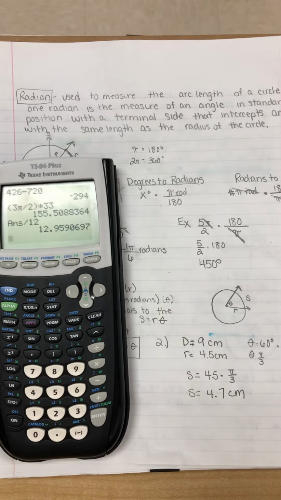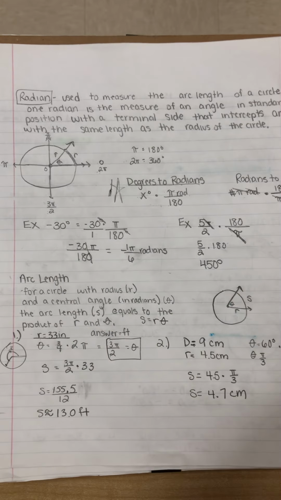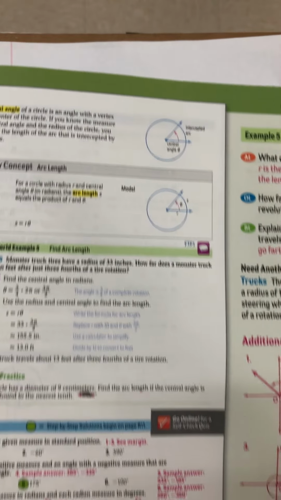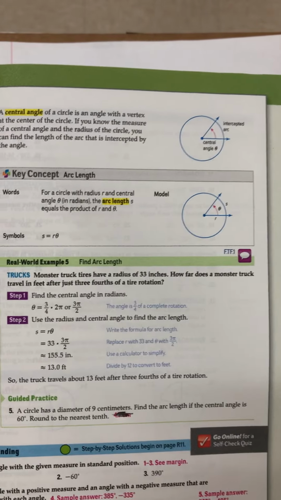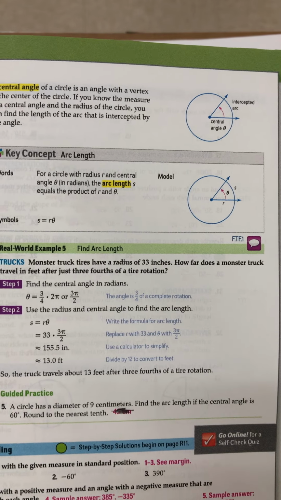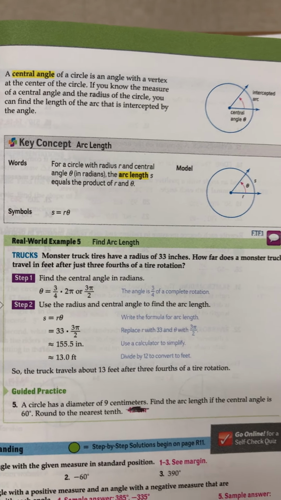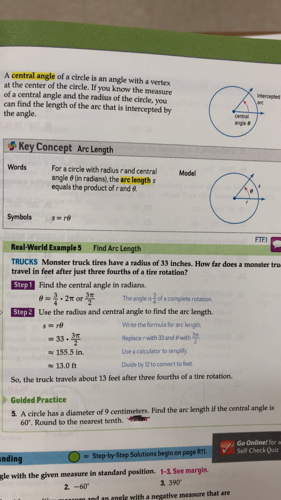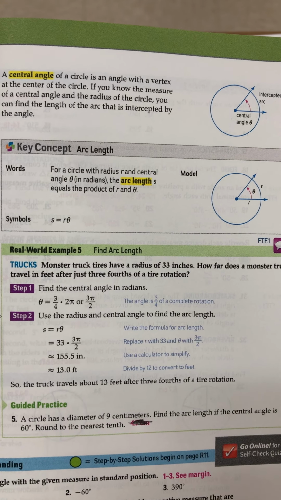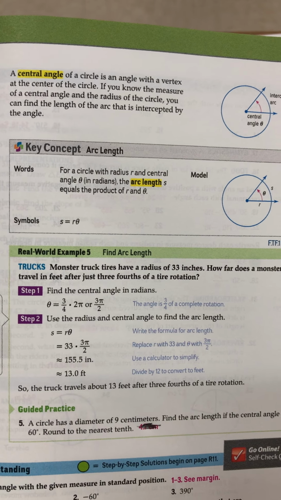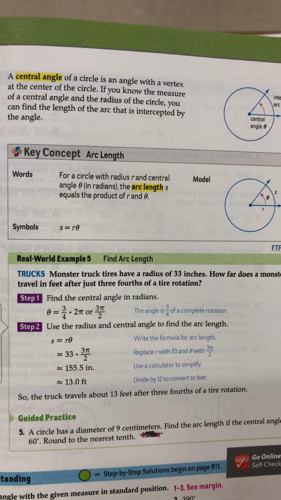Let's try another one. This one, I'll let you look at the problem. Okay. Number 5, it's in the bottom. A circle has a diameter of 9 centimeters. Find the arc length if the central angle is 60 degrees. Round to the nearest tenth. So it tells you where to round, right? 1 decimal place.